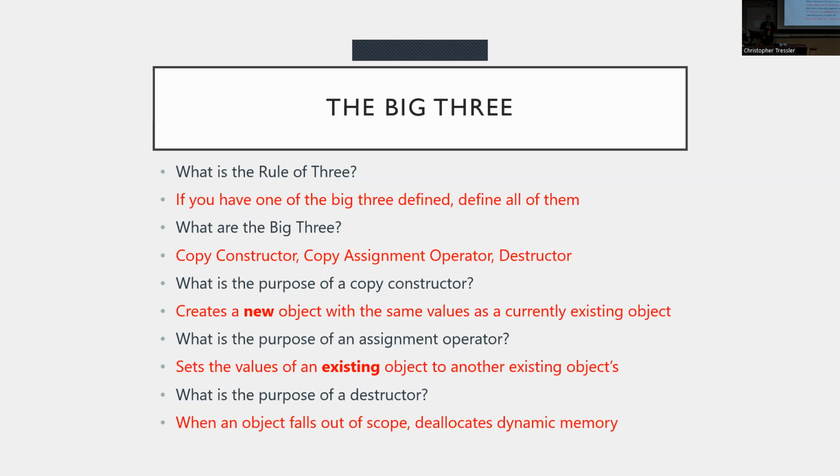The copy assignment operator is very, very similar. However, instead of making a brand new variable, you're taking a variable that already exists and setting it equal to the values of a variable that also already exists. Both of these, basically what you're doing is taking in another variable that already exists, and setting the data of each equal to each other.